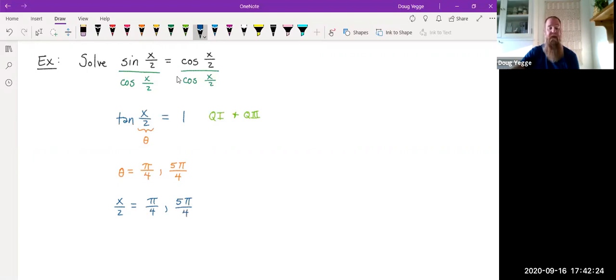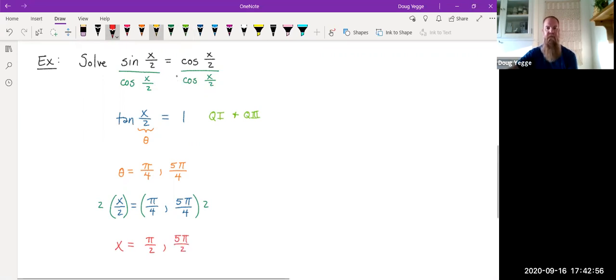Which means the angle we need must be twice as big. So therefore we get x equals, if I multiply everything by 2 here, I can multiply the left side by 2, and I multiply the right side by 2, and we get our answers of x equals 2 pi over 4, which gives me an answer of pi over 2, and 5 pi over 2, 10 pi over 4, or 5 pi over 2, which is another answer.